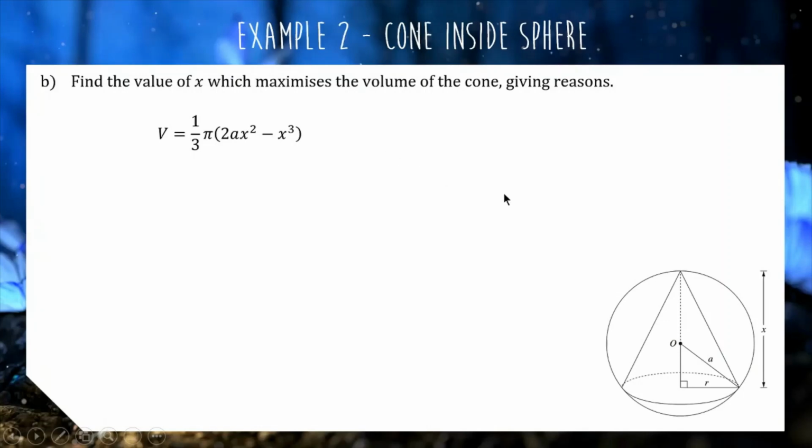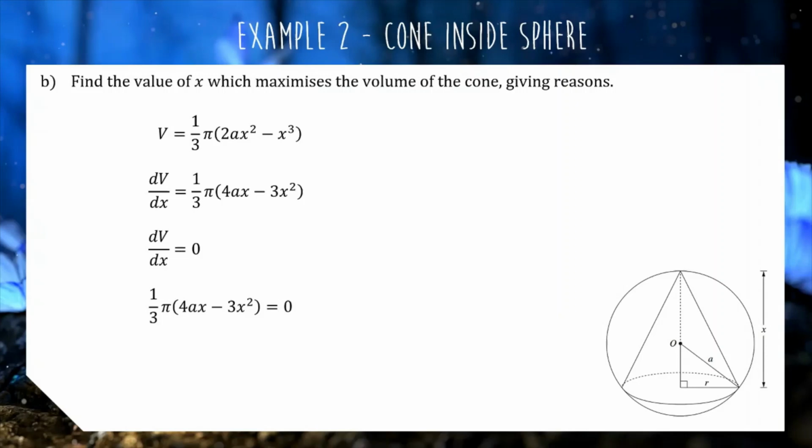x is the variable. So if we do dV on dx, we've still got 1/3 pi, but now we have 4ax, and we have minus 3x squared. There is our derivative. Once again, we need to solve this equal to 0. Luckily, 1/3 pi is a constant, so we can just divide it away. And now we can notice that there's a common factor of x here, so we can do a cheeky little factorization. We're going to get two solutions from this.